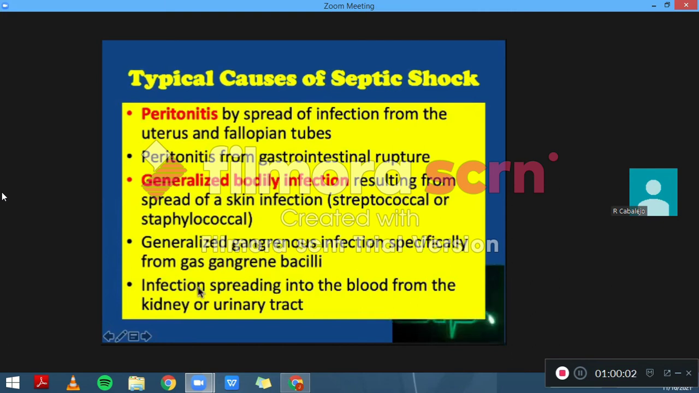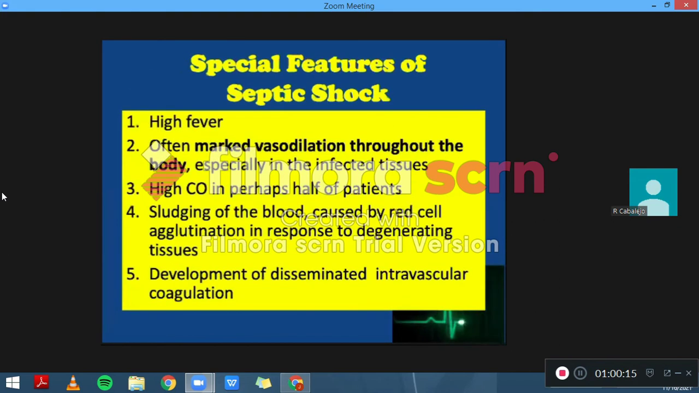And then you also have urosepsis, wherein you have urinary tract infection progressing into a septic shock. This is commonly seen in the elderly diabetic patients. So what are the special features of septic shock that differ from the usual forms of shock?